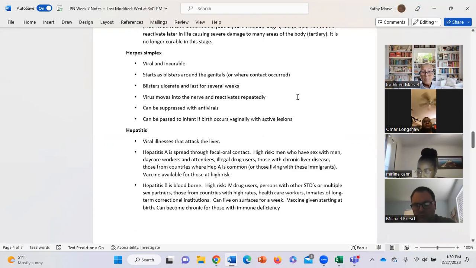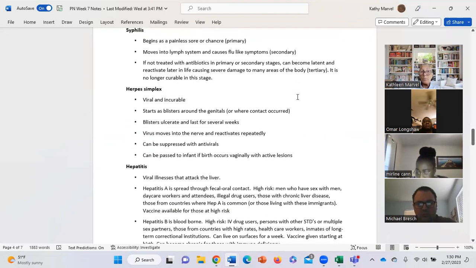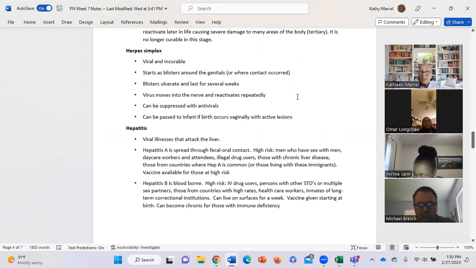Herpes, hepatitis, you can go through and read your notes, but there's a section in there about herpes and hepatitis. All these infectious communicable diseases are going to be covered on exam 3. So make sure you have an idea of what each of them are. Bacterial, viral, are they treatable, what are they treated with?